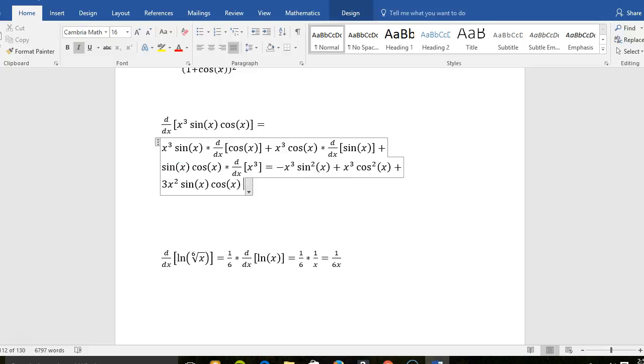Now, what you could do is, we can't do anything with this third guy. If you wanted to, you could factor out an x cubed from just these first two terms only.